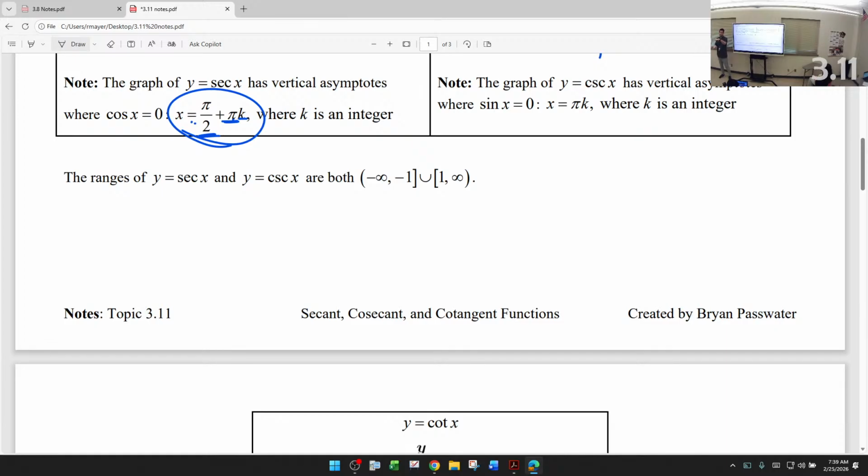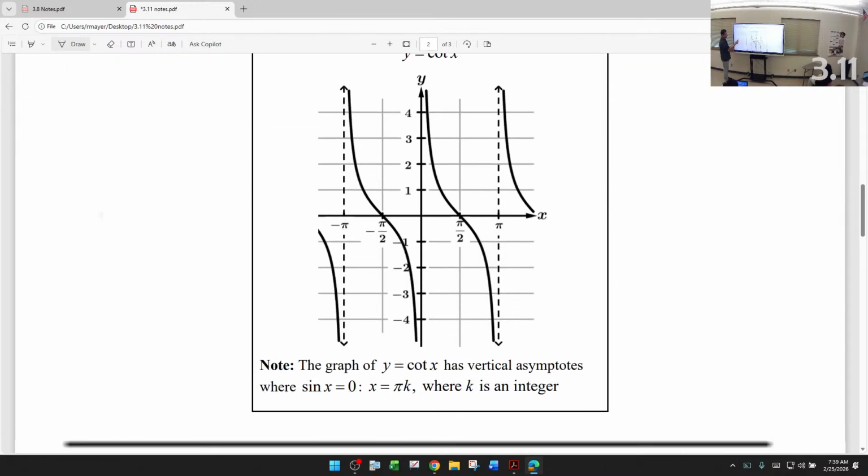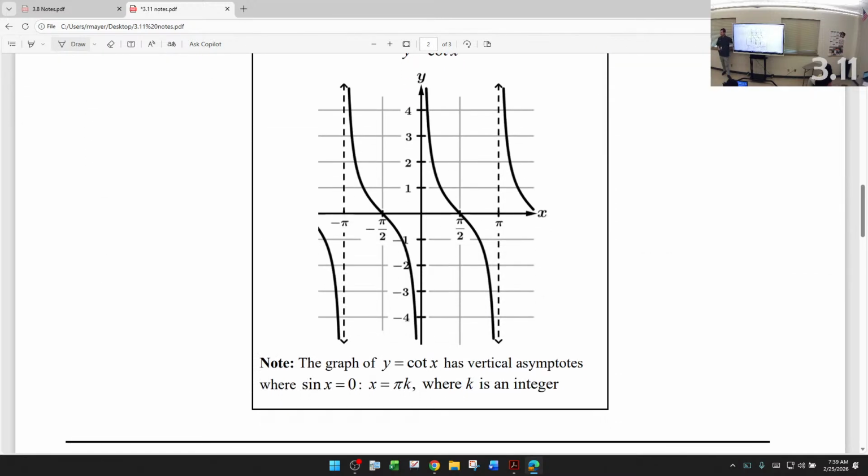So now, these are undefined from -1 to 1, and they go the opposite part, negative infinity to -1 and 1 to infinity. Both sine and cosine, or both secant and cosecant. Okay? Beautiful. And then tangent or cotangent.